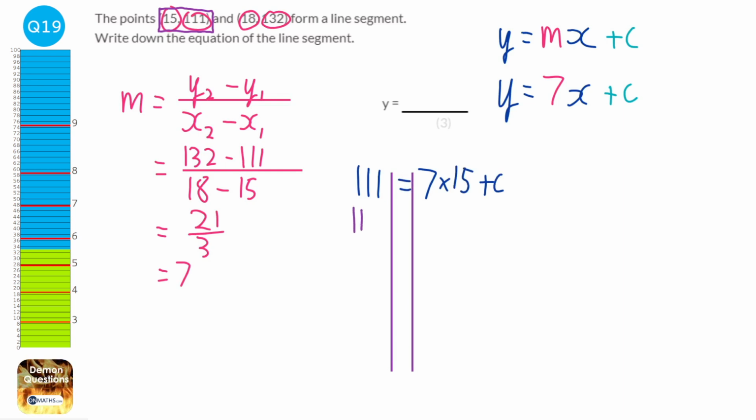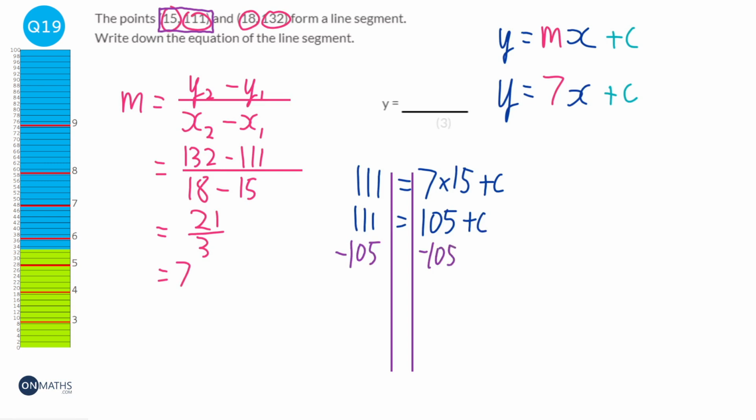And the first thing we're going to do is work out what 7 times 15 is. So 7 times 15 is 105. And we're going to subtract that from both sides. So take away that 105 from both sides. And that leaves us with 6. So c is 6. So we're going to rewrite the same equation again.